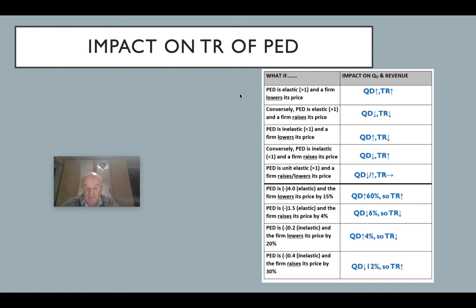In that case, the quantity demanded will actually fall by 12%, but as we can see, our total price has been raised by 30%, so total revenue would actually increase as a result.